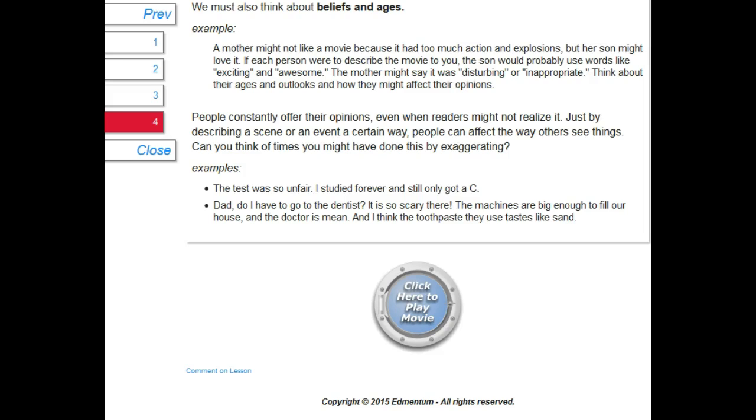Can you think of times you might have done this by exaggerating? For example, the test was so unfair. I studied forever and still only got a C. Dad, do I have to go to the dentist? It is so scary there. The machines are big enough to fill our house and the doctor is mean. And I think the toothpaste they use tastes like sand. You can now stop this recording and click here to play the movie.